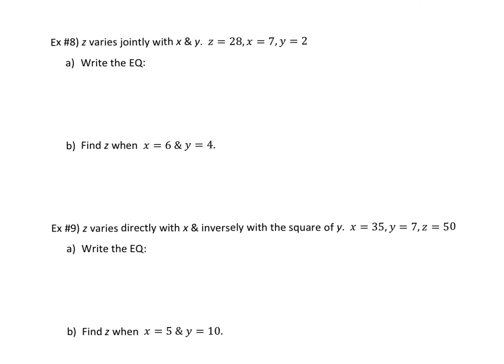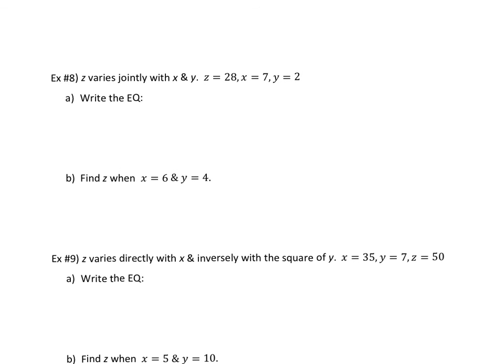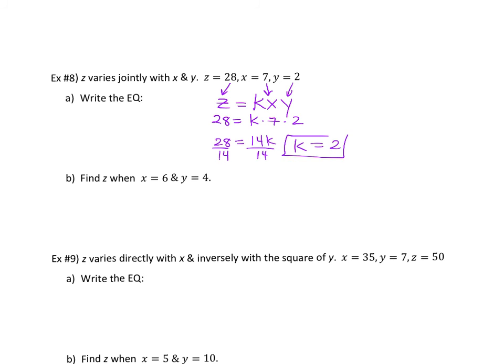This one says z varies jointly with x and y. Okay, so write that out. Z varies jointly, so k times x times y, right? Varies directly when it's varies jointly. So z equals k times x times y. And then it tells you z is 28, x is 7, y is 2. So plug those in. 28 equals k times 7 times 2, okay? If we simplify that, 28 equals 14k, divide by 14, so our k is 2, okay?